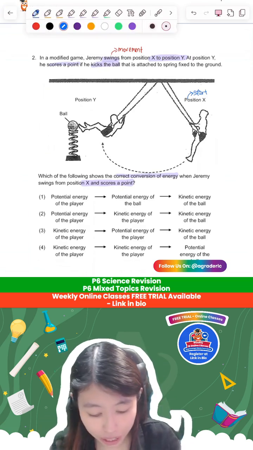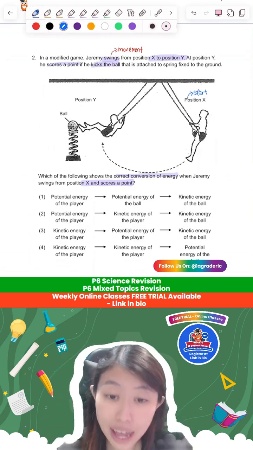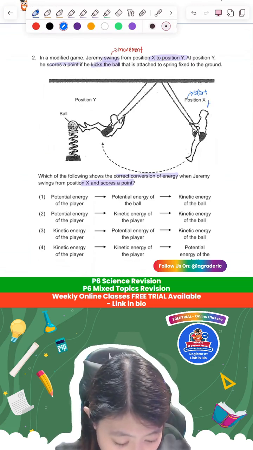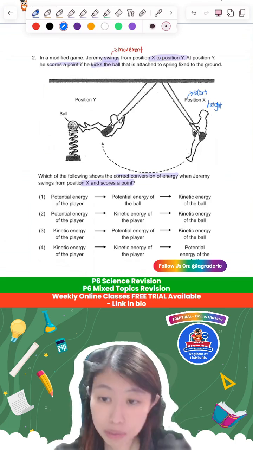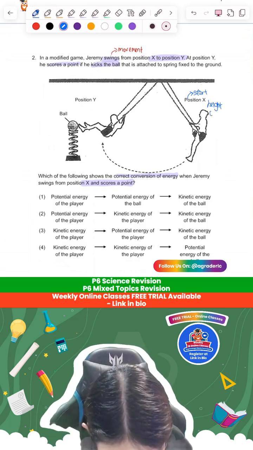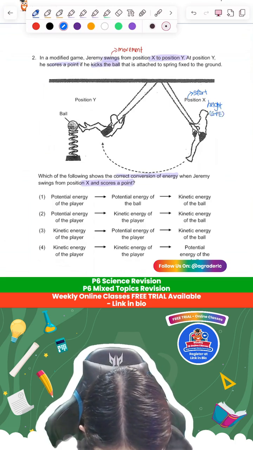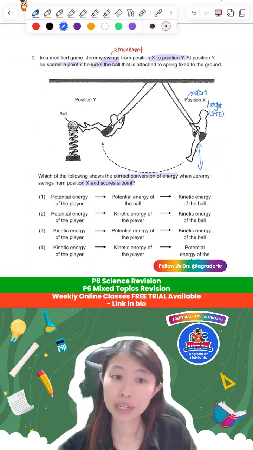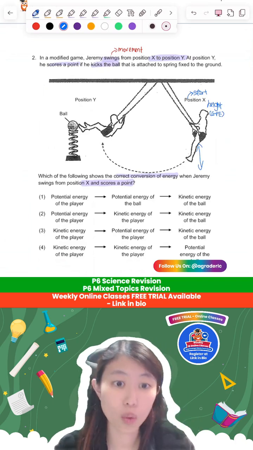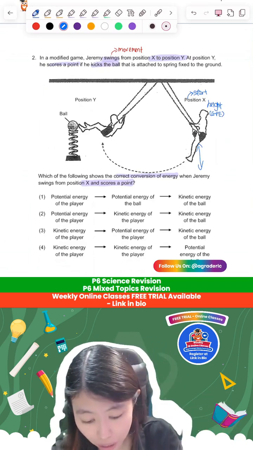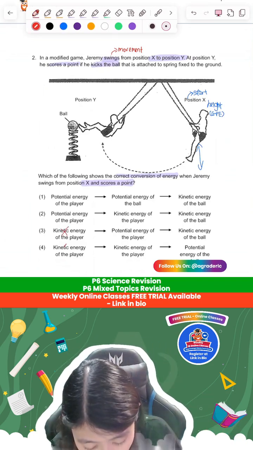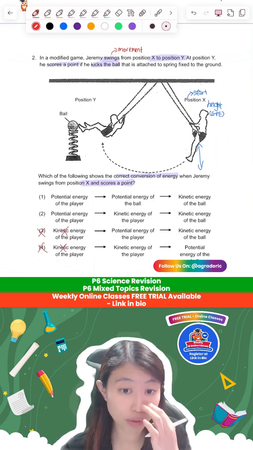Over here, at the start, the position X is at a height, right? If it's at a height, it means there would be gravitational potential energy. GPE is at a height. So when it moves, at a height we start off with GPE, gravitational potential energy, not kinetic. So options 3 and 4 are really wrong.